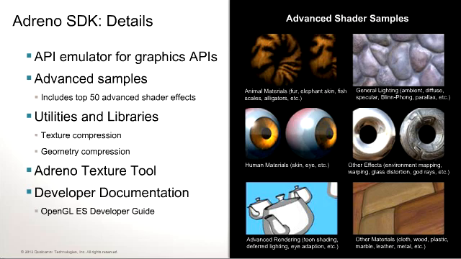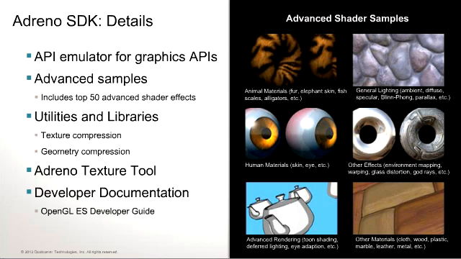Apart from all these samples that I talked about, we also have utilities and libraries for compressing textures or geometry, and we also have an awesome texture tool, which we call Adreno Texture Tool, which lets you compress the textures as well as visualize those. We'll go in detail and take a look at that in the next slide, actually. Apart from all these different tools, we also have detailed developer documentation for multiple APIs. So you may want to check that out as well.